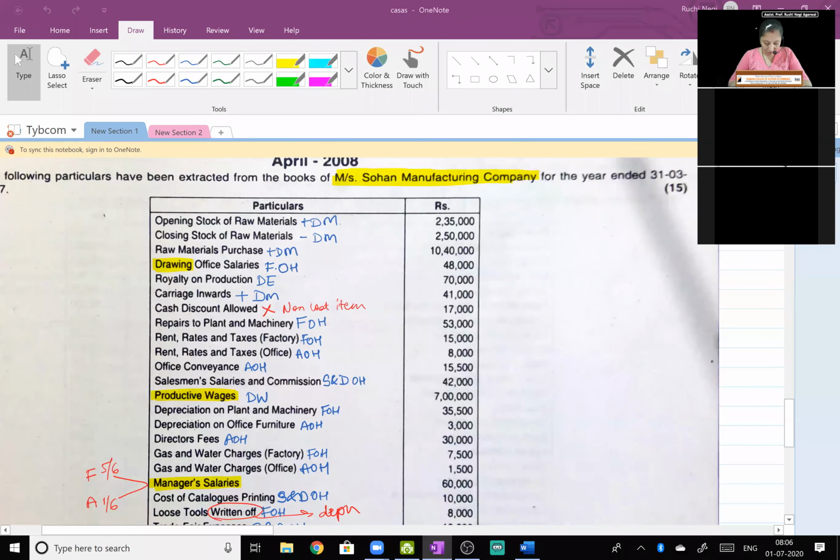Now is the screen share visible? Okay, fine. Okay, so your doubt is, what is overheads? Overheads are indirect costs.